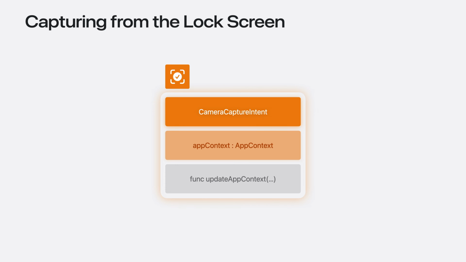To update the app context, call the Update App Context function, passing in the new app context you wish to persist. It's very important to note the app context has a limited size. If a context is too large, it will not be persisted, which may impact the behavior of your capture experience. So be conscious of how much you write to the app context.